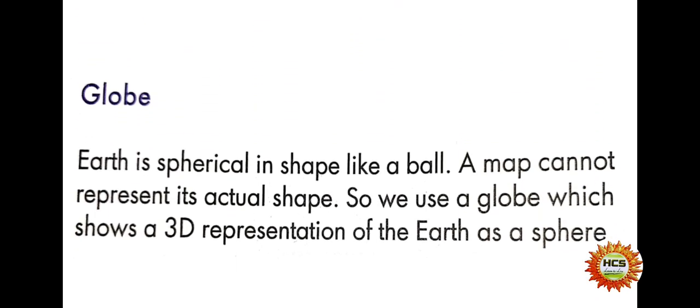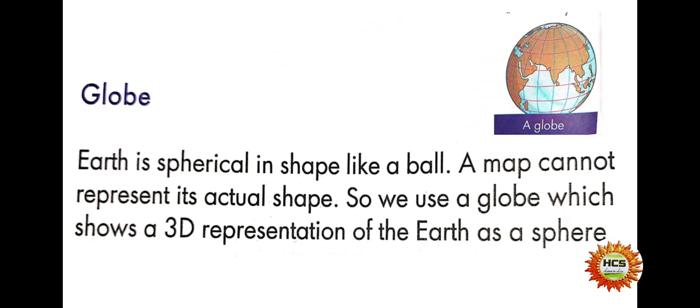Now let's discuss globe. Do you know that Earth is a spherical ball? Earth is spherical in shape like a ball. Our Earth is in the shape of a ball. A map cannot represent its actual shape. So we use a globe which shows a 3D representation. Look at the picture of a globe.